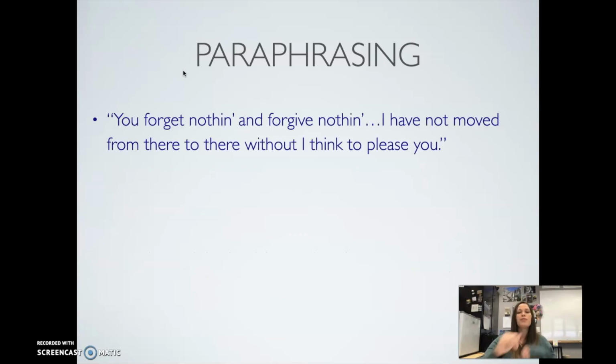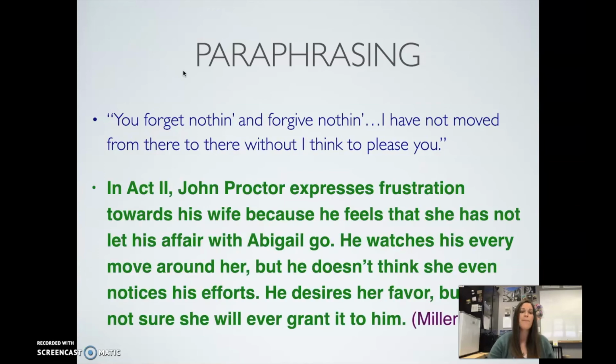Here's an example of paraphrasing. This is actually a quote, and I'm going to show you an example of a paraphrase of that quote. The quote is, "You forget nothing and forgive nothing. I have not moved from there to there without, I think, to please you." Here's my paraphrasing, and it's going to look kind of long, but it also includes context, okay?